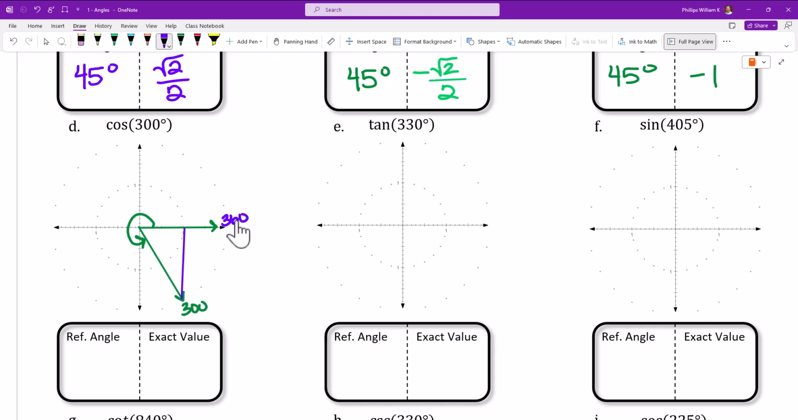So here, this is 360. So how far is 300 from 360? 60 degrees. And it's always positive. Every time.